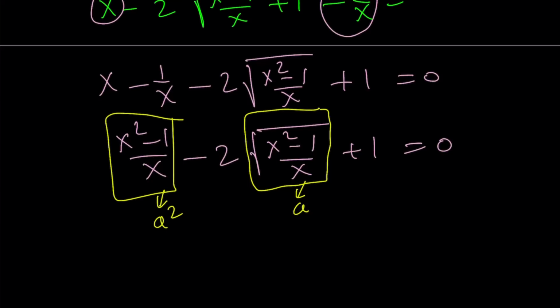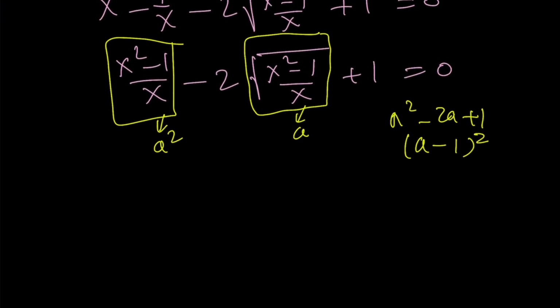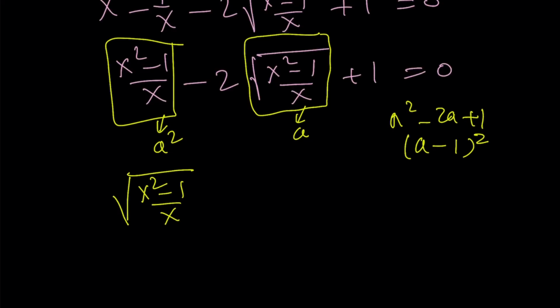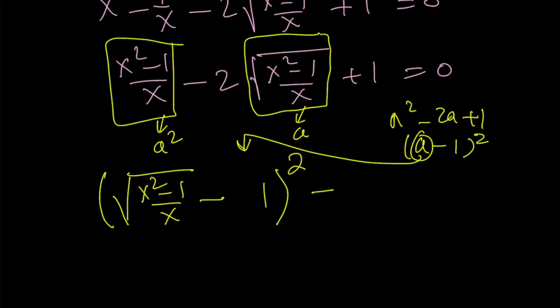And what does a squared minus 2a plus 1 remind you of? It should remind you of a minus 1 quantity squared. Awesome. So this is a perfect square, and that's perfect. So we can write this as the square root of x squared minus 1 over x, minus 1, following this pattern where a is the radical, and of course it is a perfect square. And it's equal to 0. It's really cool because it's equal to 0.